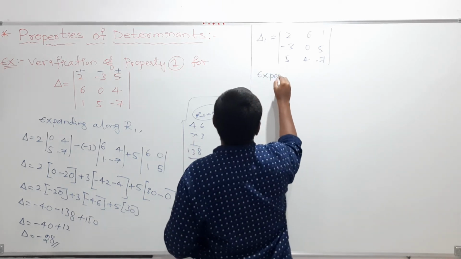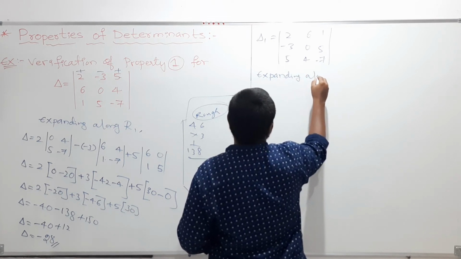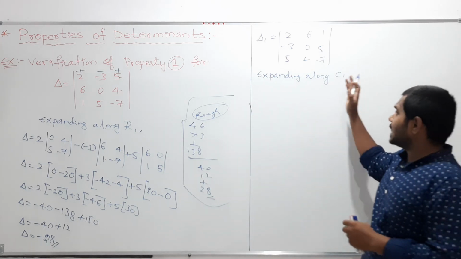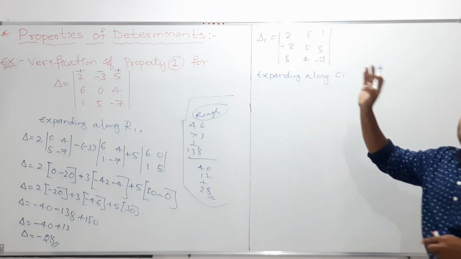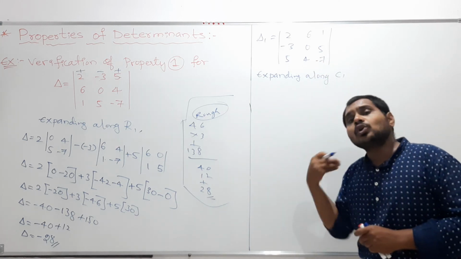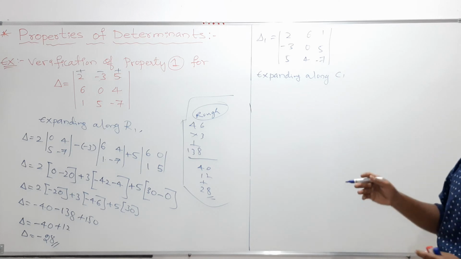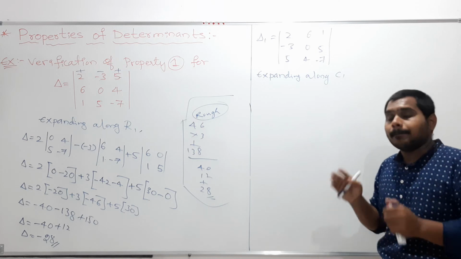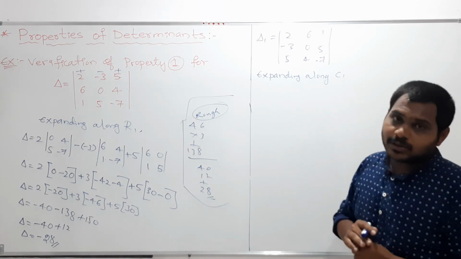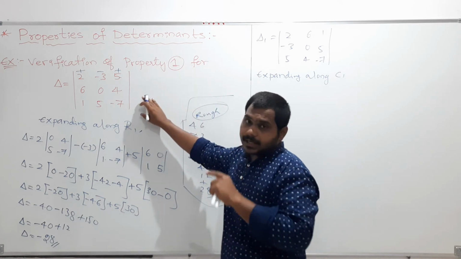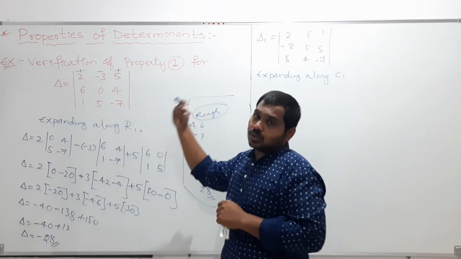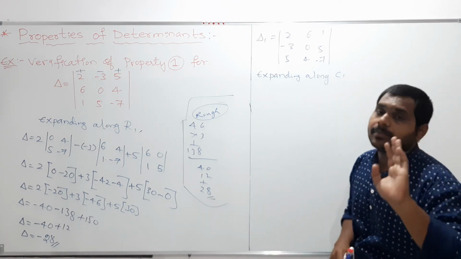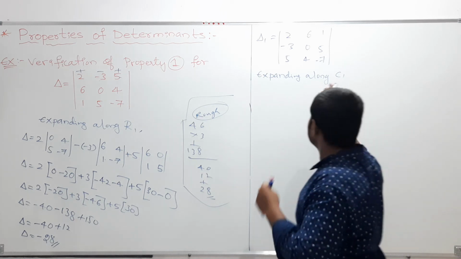Now I will expand along column 1. Well, you can expand along column 1, column 2, column 3, or row 1, row 2, row 3. Whichever is convenient to you, you can expand along that. Clear? There is no restriction, because I also discussed in the previous videos that for any determinant, if you expand along row 1 or row 2 or row 3, the answer will always be the same. Clear? Now I am expanding along C1.